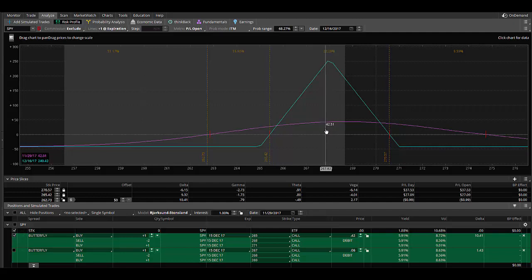So this can be a low-cost trade to put on to try and grow your account, or it can be a hedge for some other positions where you pay a low cost and you need some extra protection to the upside, perhaps above some of your iron condor trades or some other trades that you have on.